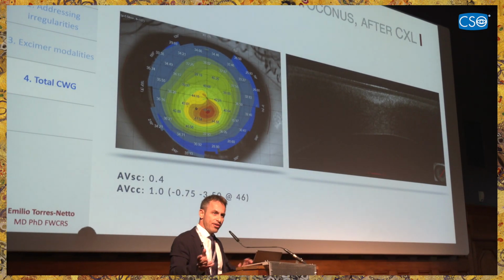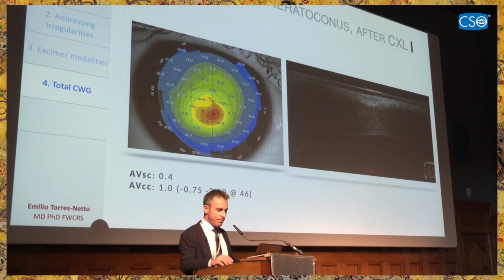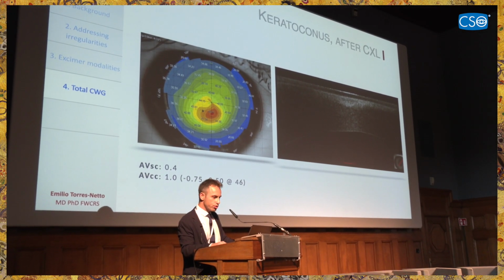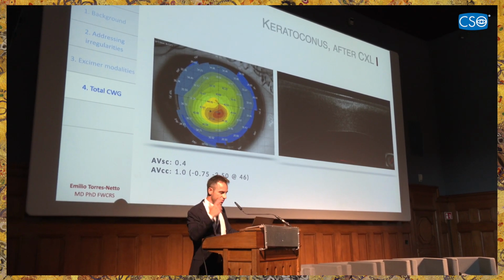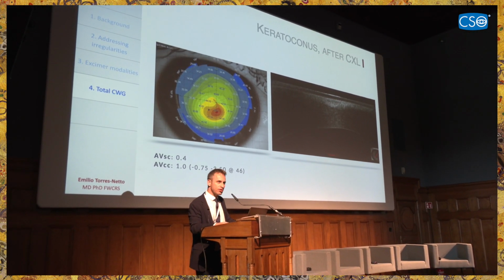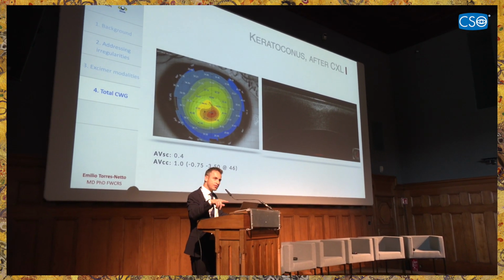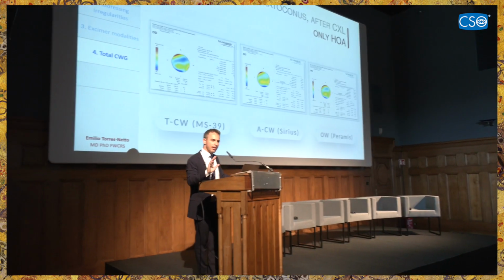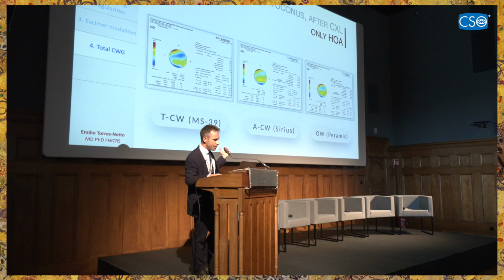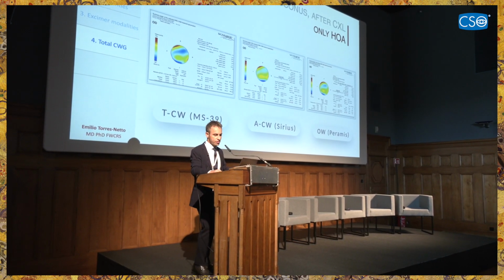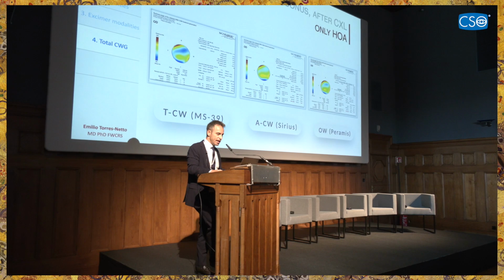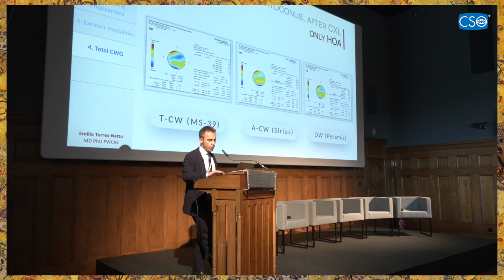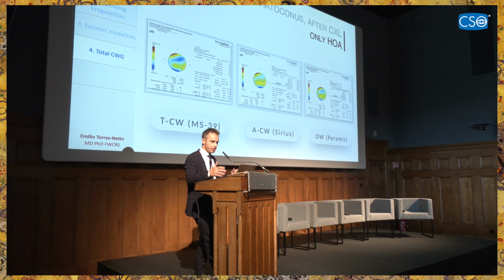Here's another case now, a keratoconus after cross-linking, with such irregularity, and probably intolerant to contact lens, in which a transPRK was to be planned. And here I wanted to compare the three ablation profiles. On the left-hand side, the total corneal wavefront using the data from MS39, then only the anterior cornea wavefront in the middle, and on the right-hand side, the ocular, so considering the whole eye.